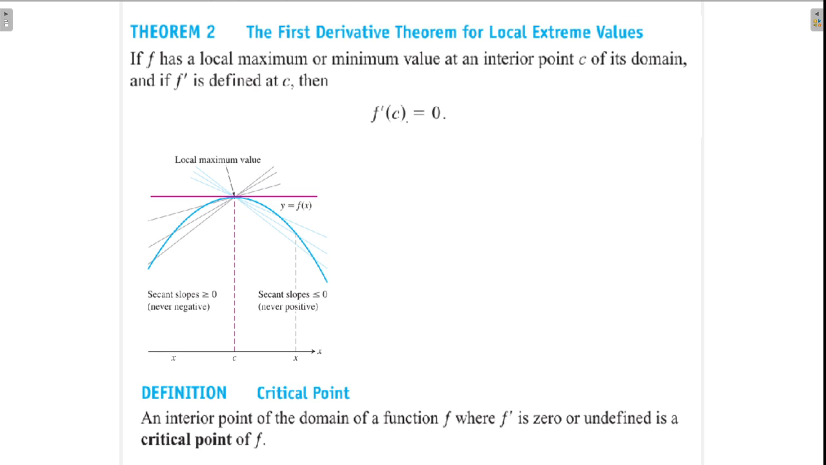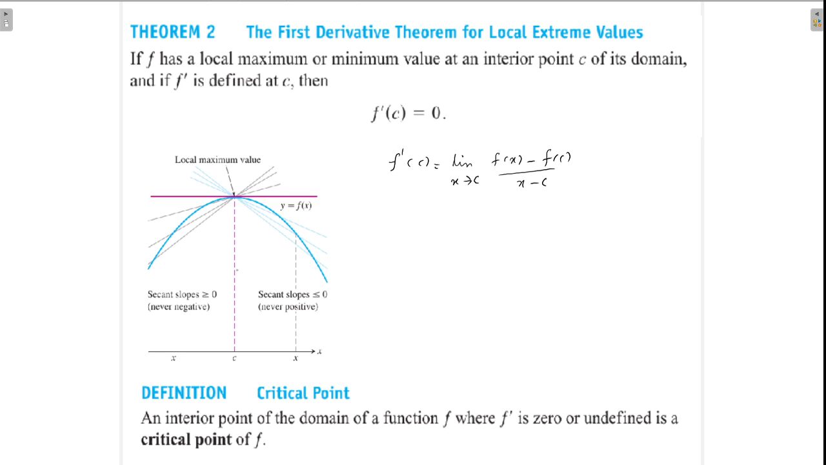That is, f dash C is equal to 0. Whenever a differentiable function attains one of its extrema at C, we can say that the derivative at C is 0. This is because we know what f dash C is: f dash C is equal to the limit as x tends to C of f of x minus f of C divided by x minus C. This is the definition of the derivative of f at the point x equal to C.